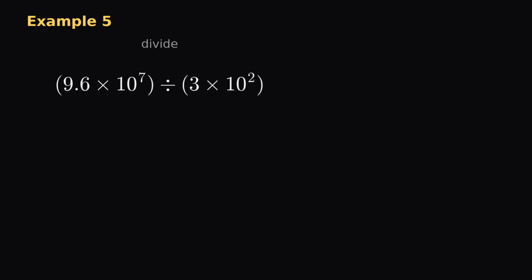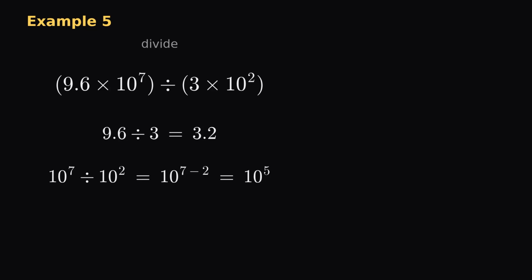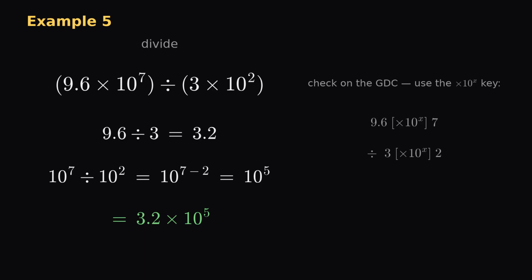Last one. Divide 9.6 times 10 to the 7th by 3 times 10 squared. Front numbers first. 9.6 divided by 3 is 3.2. Then the powers. We're dividing, so we subtract the exponents. 7 minus 2 is 5. So the answer is 3.2 times 10 to the 5th.